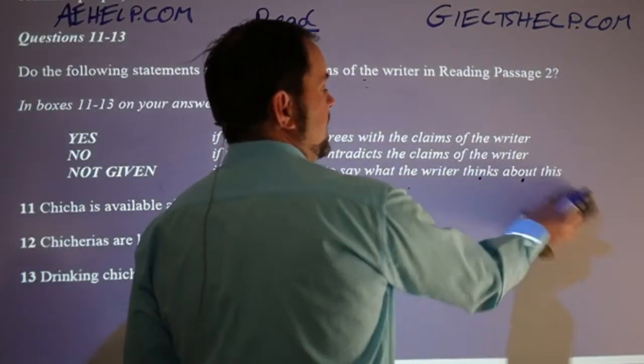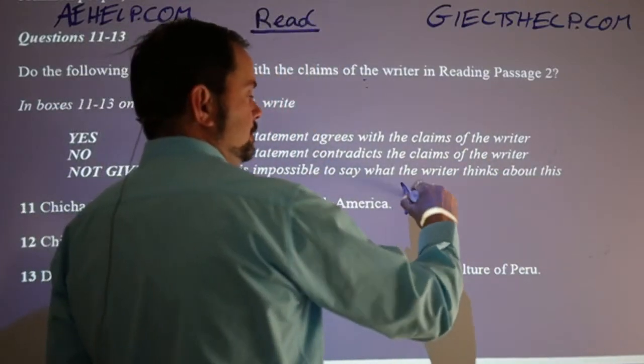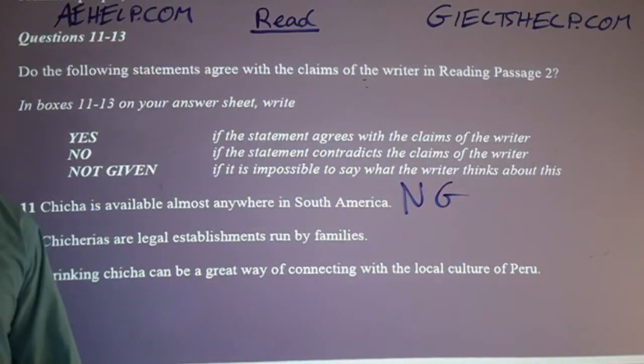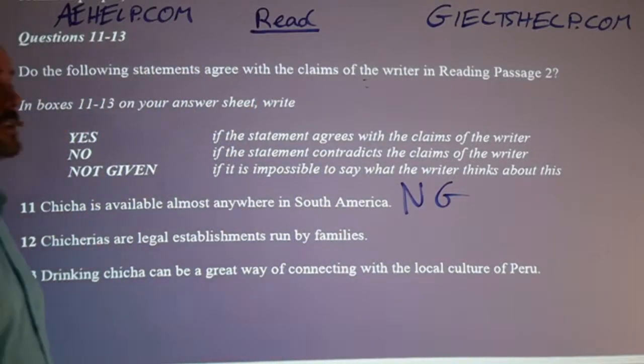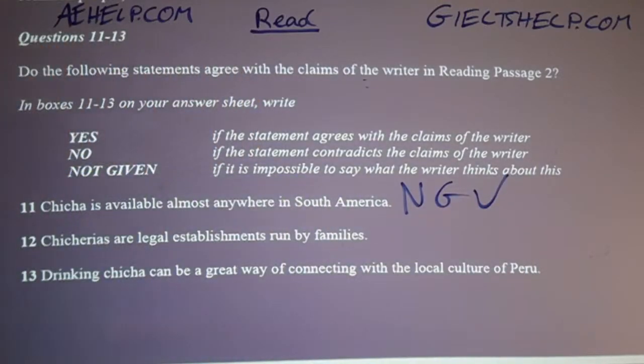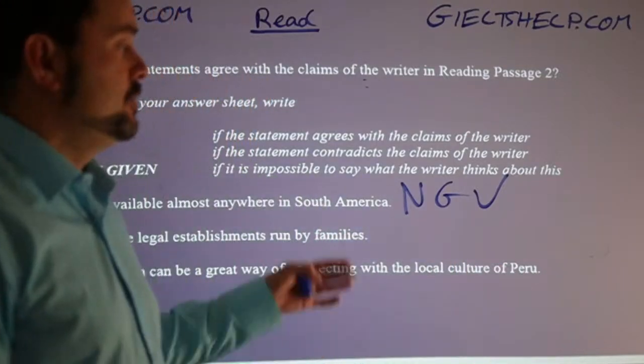So the correct answer when it's not important is not given. Okay? That's the logic. And not given is the correct answer here. So you always have to figure out whether the information is important or not important first. Then you can figure out if it's given or not given.